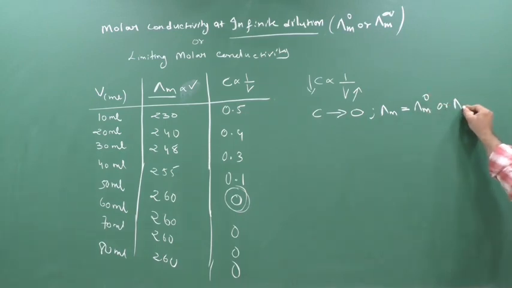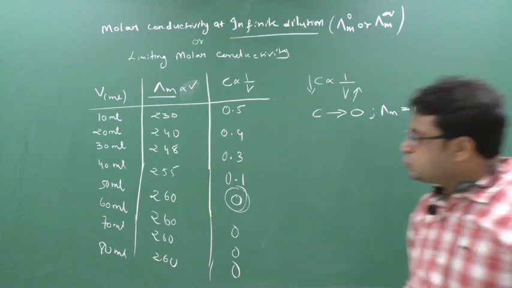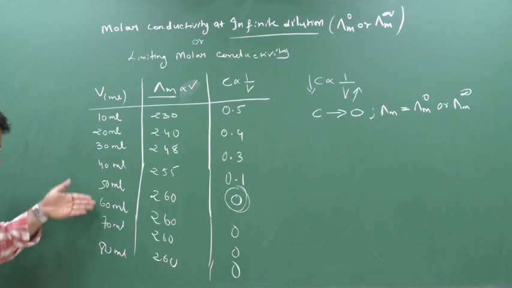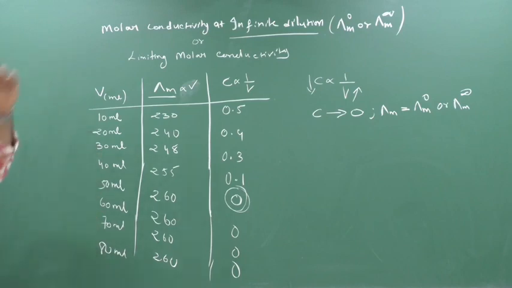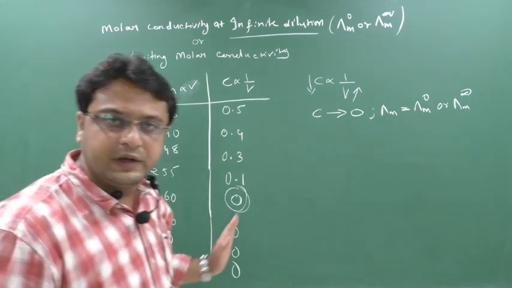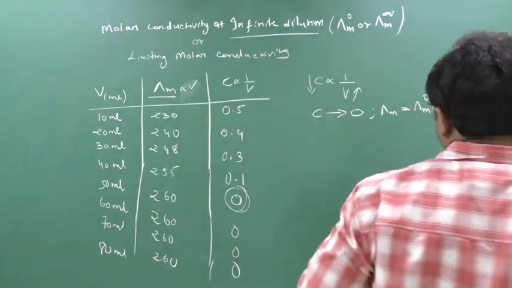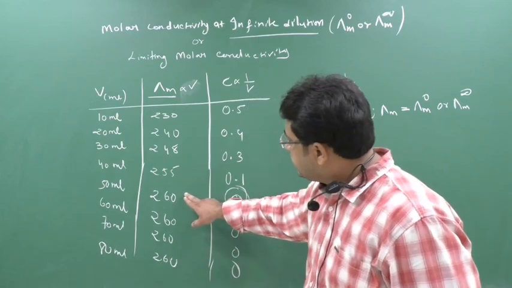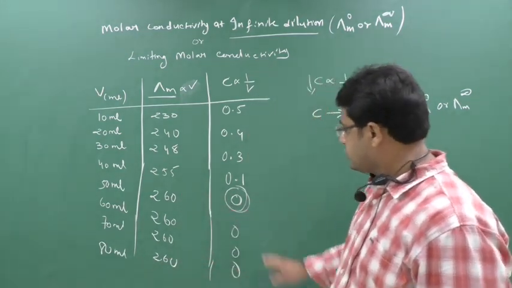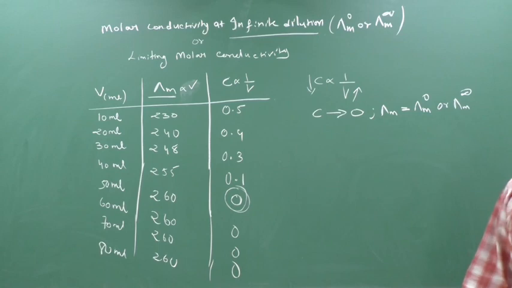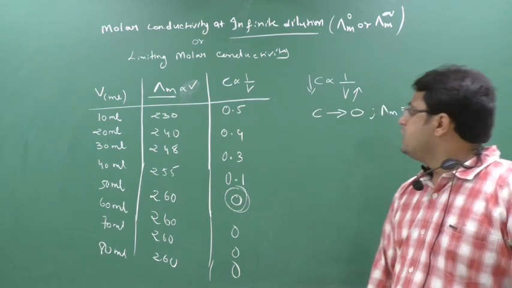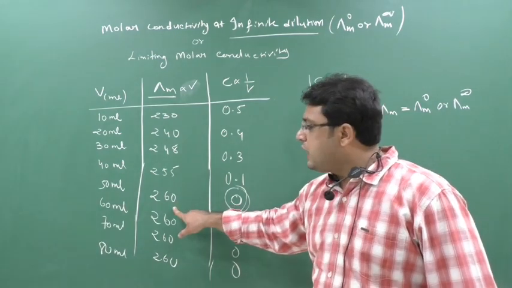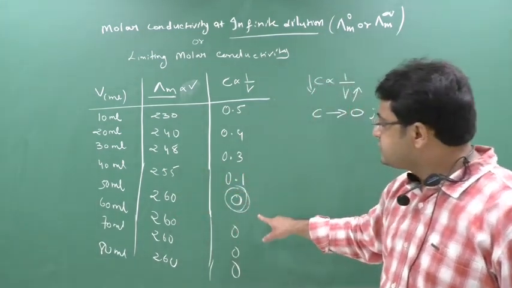Or we can say lambda m infinity, that is infinite dilution. So from 50 ml, all the values are considered to be infinite dilution. This is the meaning of infinite dilution. Clear? After infinite dilution, the molar conductivity value remains constant because the concentration approaches 0. So molar conductance at infinite dilution means the value of molar conductance at concentration 0.